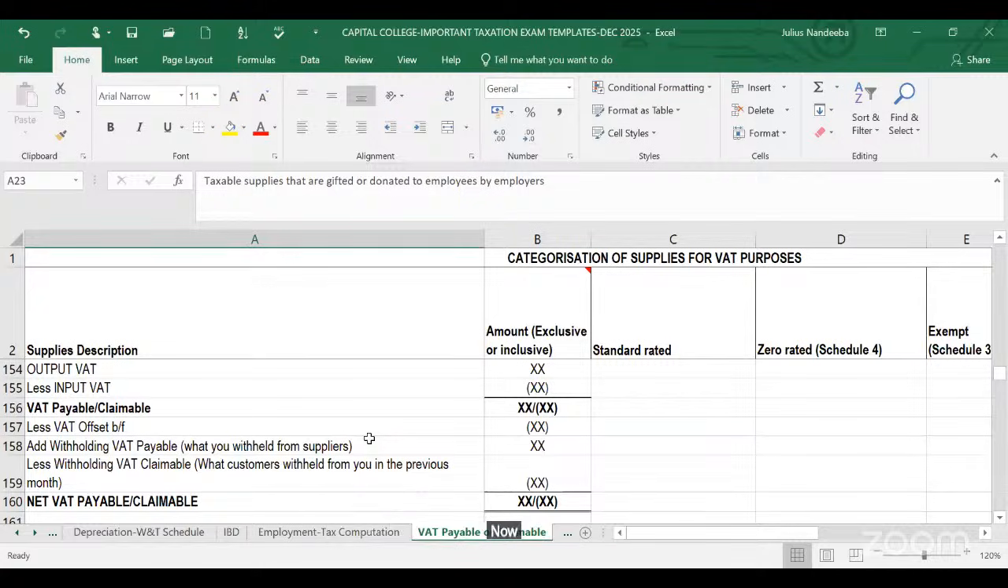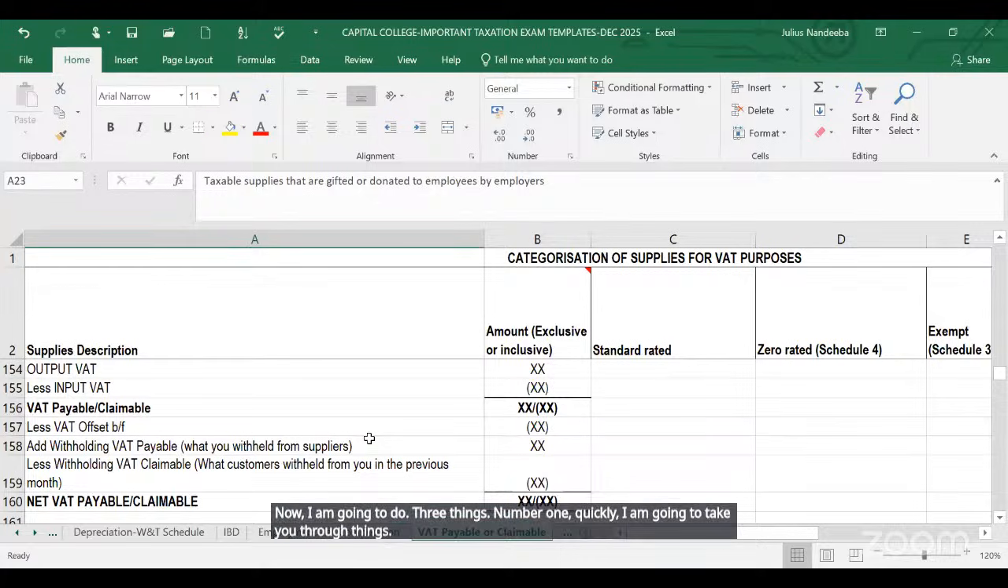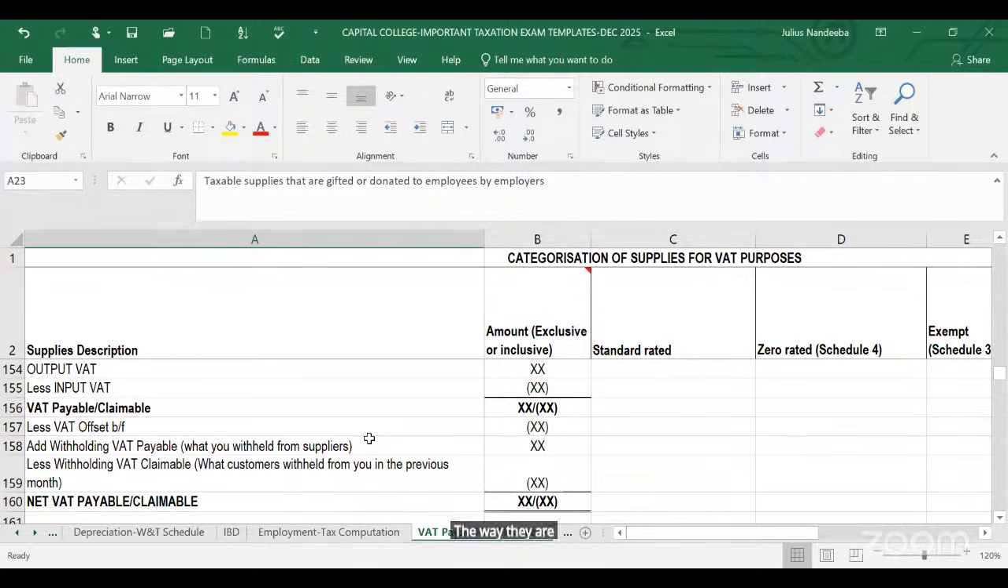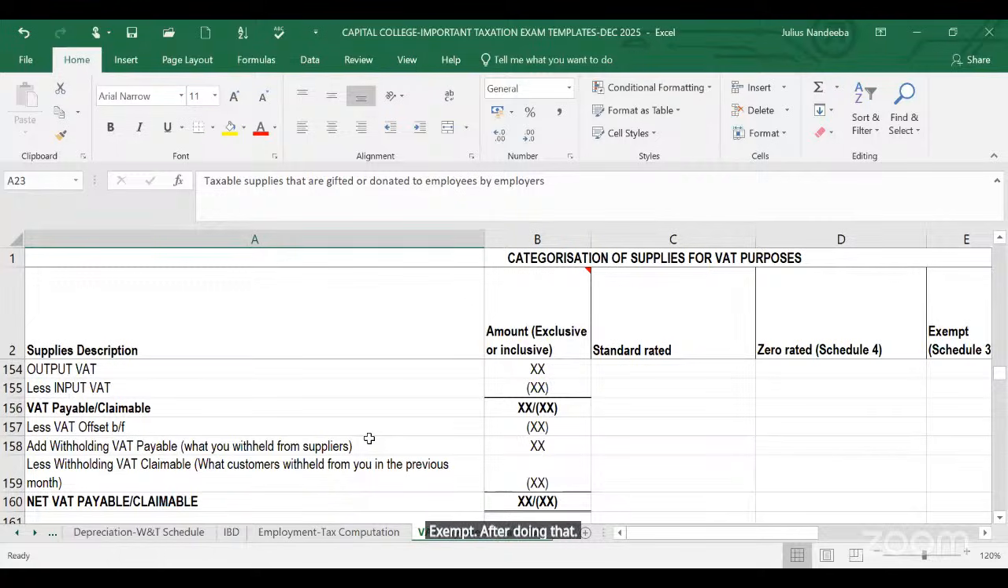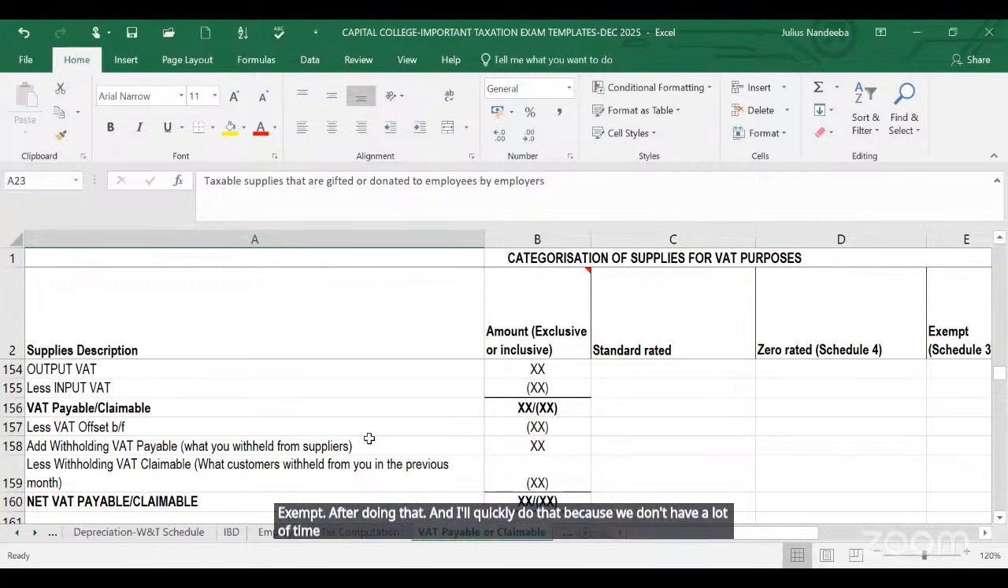Now, I am going to do 3 things. Number 1, quickly, I am going to take you through things the way they are categorized. Because whenever I have shared this list of the things that are standard rated, the things that are exempt, the things that are 0 rated, some people have not even bothered to look at those lists. You cannot pass a VAT number unless you know how to categorize these items. You must know which one is standard rated, you must know which one is 0 rated, you must know which one is exempt. After doing that, and I'll quickly do that because we don't have a lot of time and the schedules are already with you.